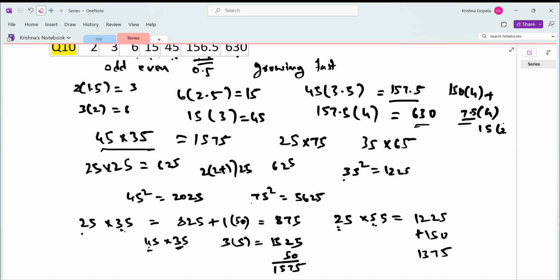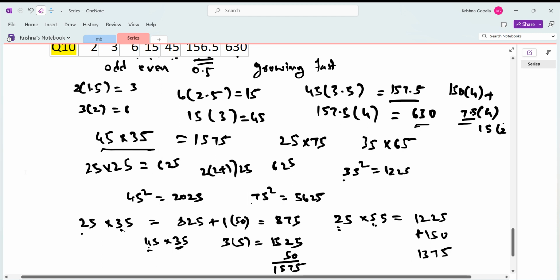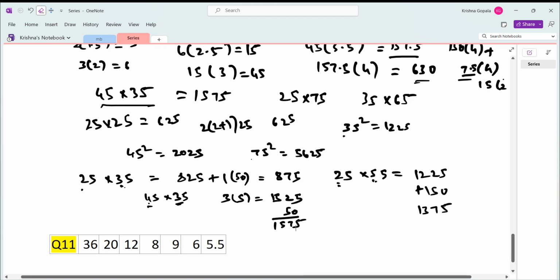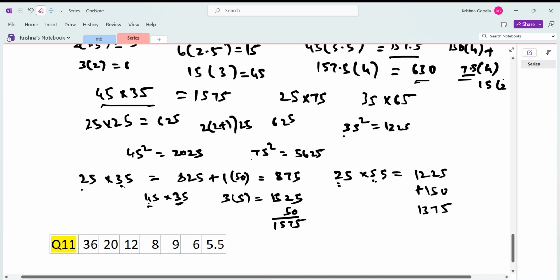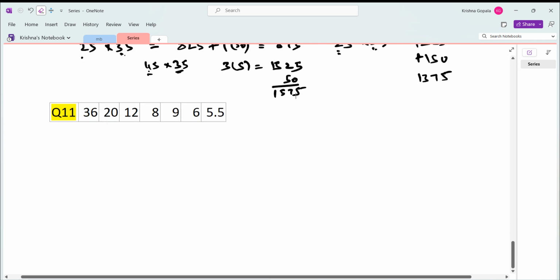So in future, when you see any such multiplication, you should immediately do it. You should not even use pen and paper. Your speed should be that good. Right, guys? Cool. Now let's try to do one more example, which is 36, 20, 12, 8, 6, 5, 4.5.